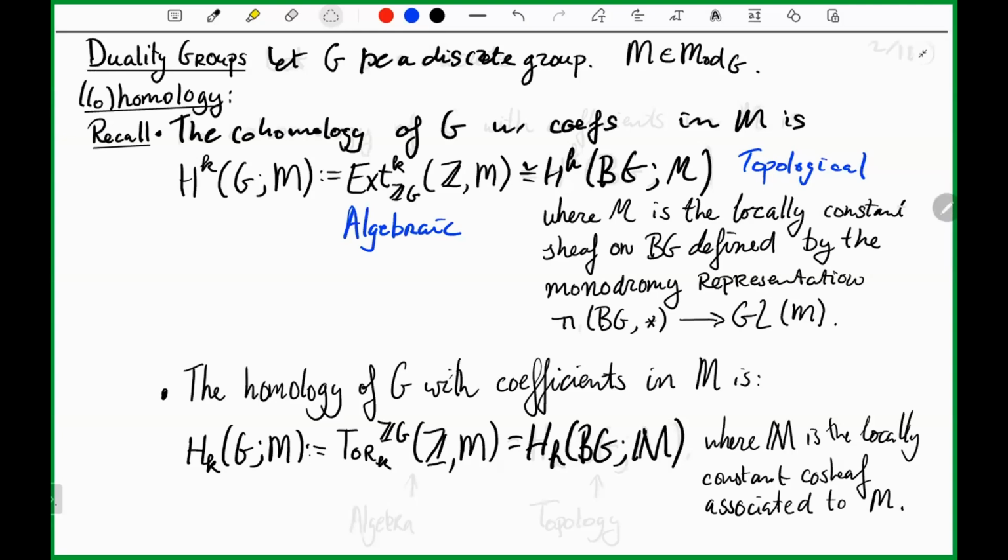I have a question. When you're defining the homology with the co-sheaf, what are the derived functors of? I mean, for a sheaf, it's global sections.